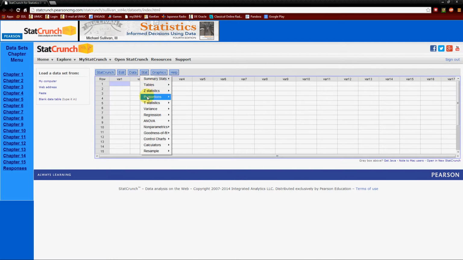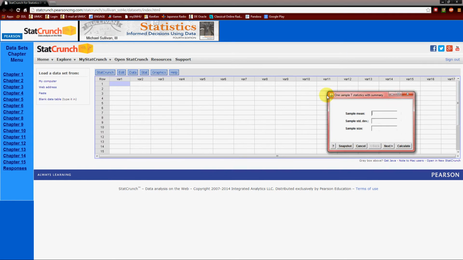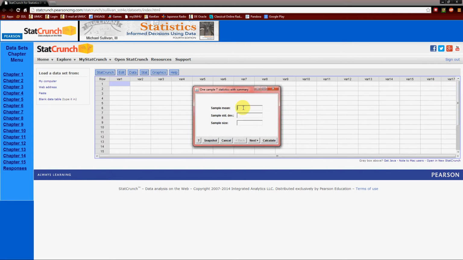Stat, t-statistics, because we do not know the population standard deviation, we'd use t's. It's one sample because it's just ignition switches. I'm not comparing the output of two machines. It's just one ignition switch. With summary, because I'm not actually giving you the data, I've already summarized the data. This should look familiar from last week. Sample mean is 14.41. Sample standard deviation was 0.2, and sample size was 30. Next.